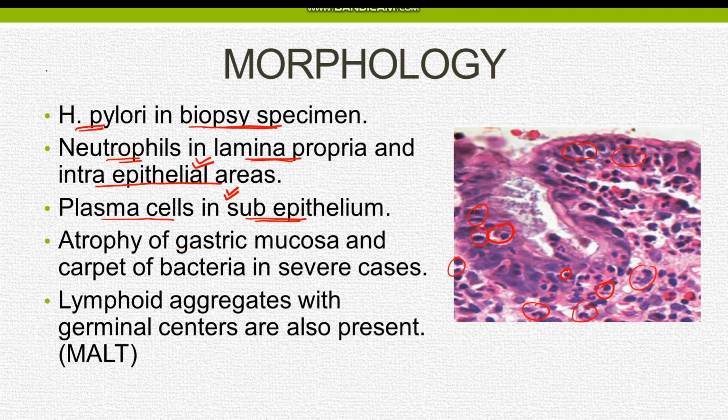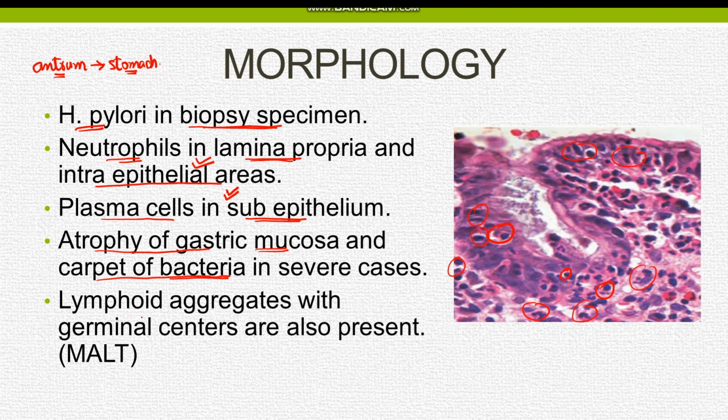One thing to remember here is that the disease most commonly affects the antrum of the stomach, since there is decreased acid activity in the antrum. In severe cases of the disease, there is diffuse atrophy of the gastric mucosa, which is replaced or covered by a carpet of bacteria.